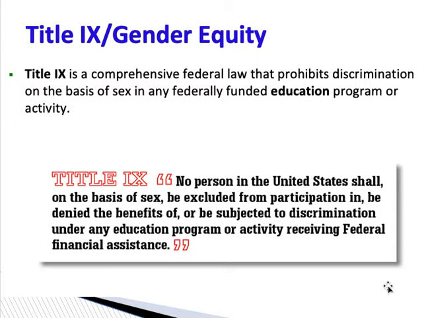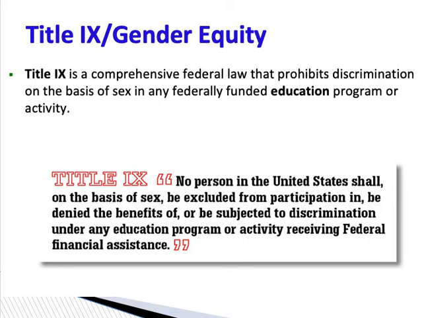Title IX indicates that no person in the United States shall, on the basis of sex, be excluded from participation in, be denied the benefits of, or be subjected to discrimination under any education program or activity receiving federal financial assistance. So Title IX basically provides equal opportunities for women, and gives women more opportunities in education, not just in sports.